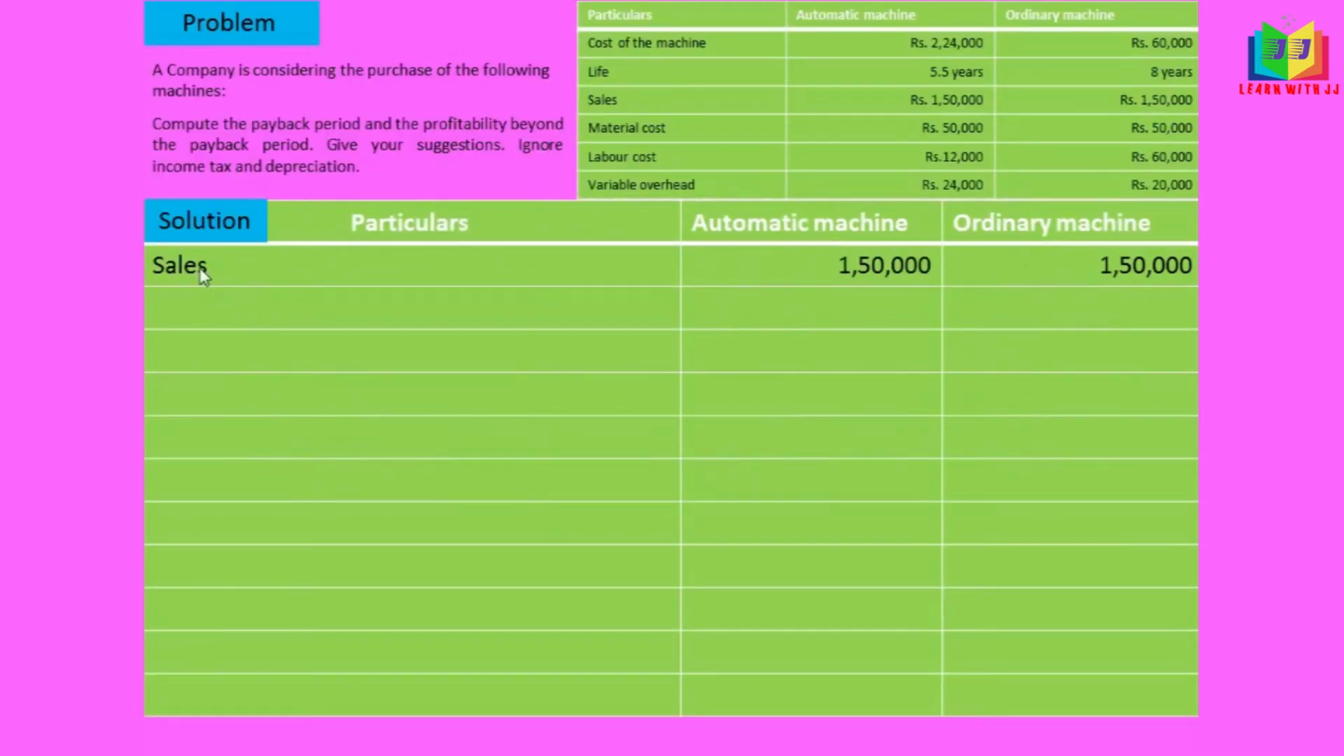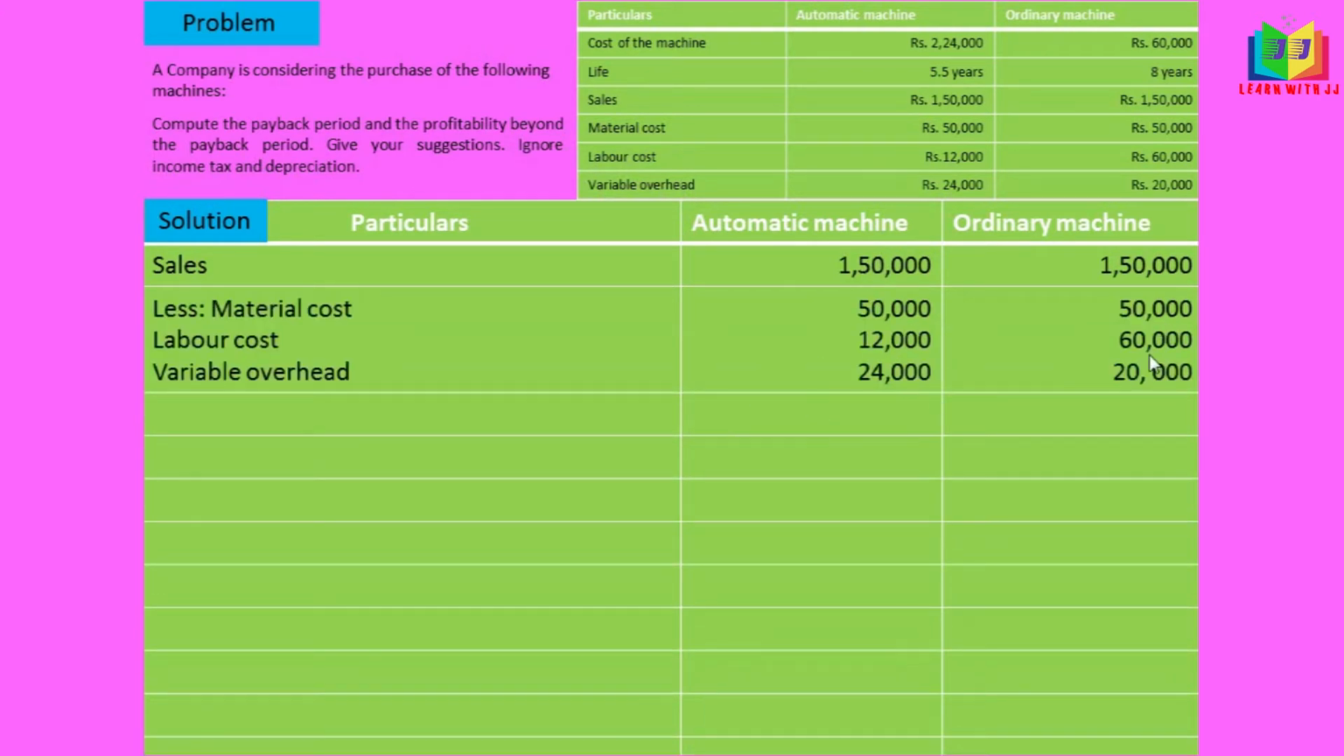First, I have to write the sales, because we have to start with the sales, and with this sales we have to subtract the cost, that is material cost, labor cost and variable overhead, for both the machines. Yes, I have written material cost, labor cost and variable overhead for both the machines. If we subtract this, we'll get profit before tax and depreciation. That is 64,000 and 20,000 for ordinary machine.